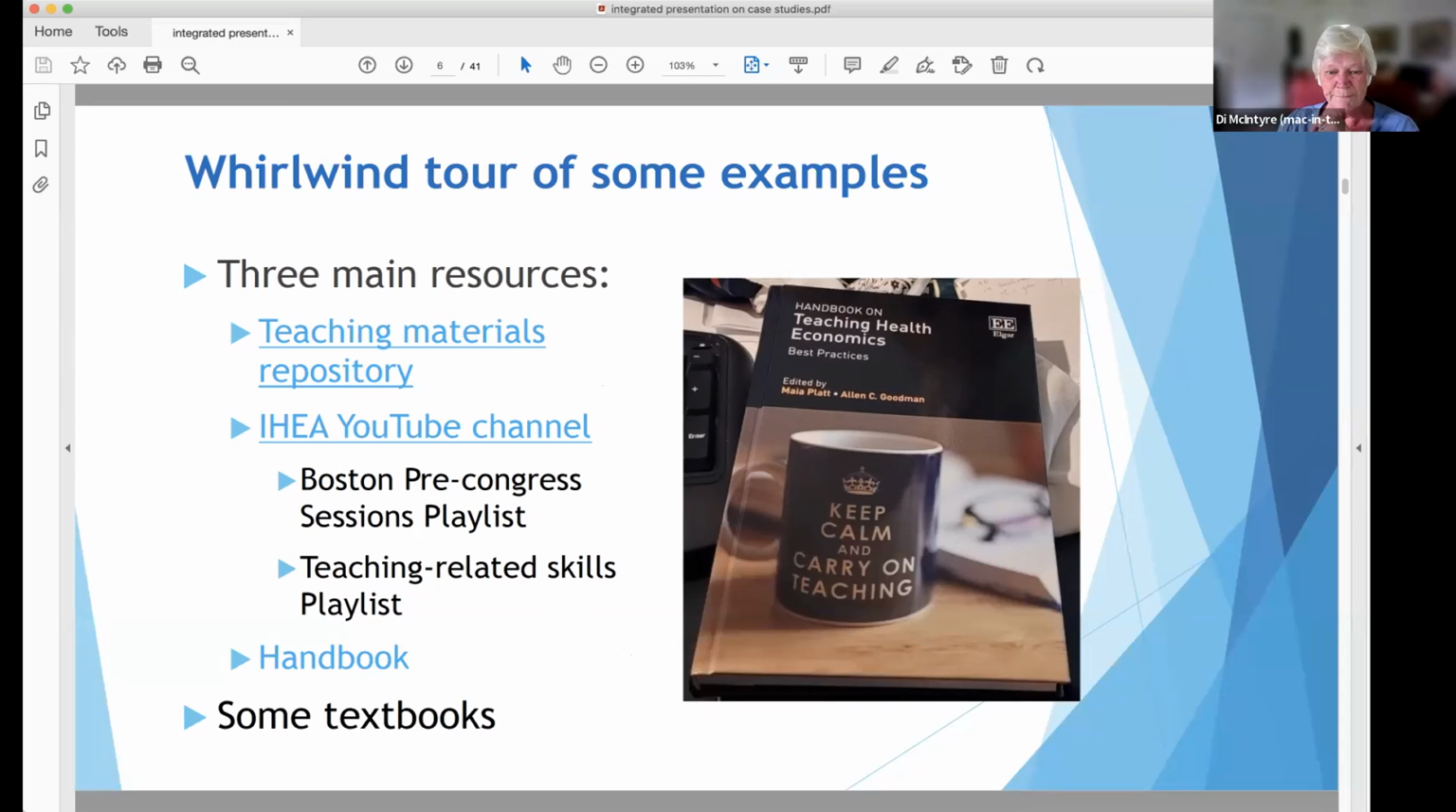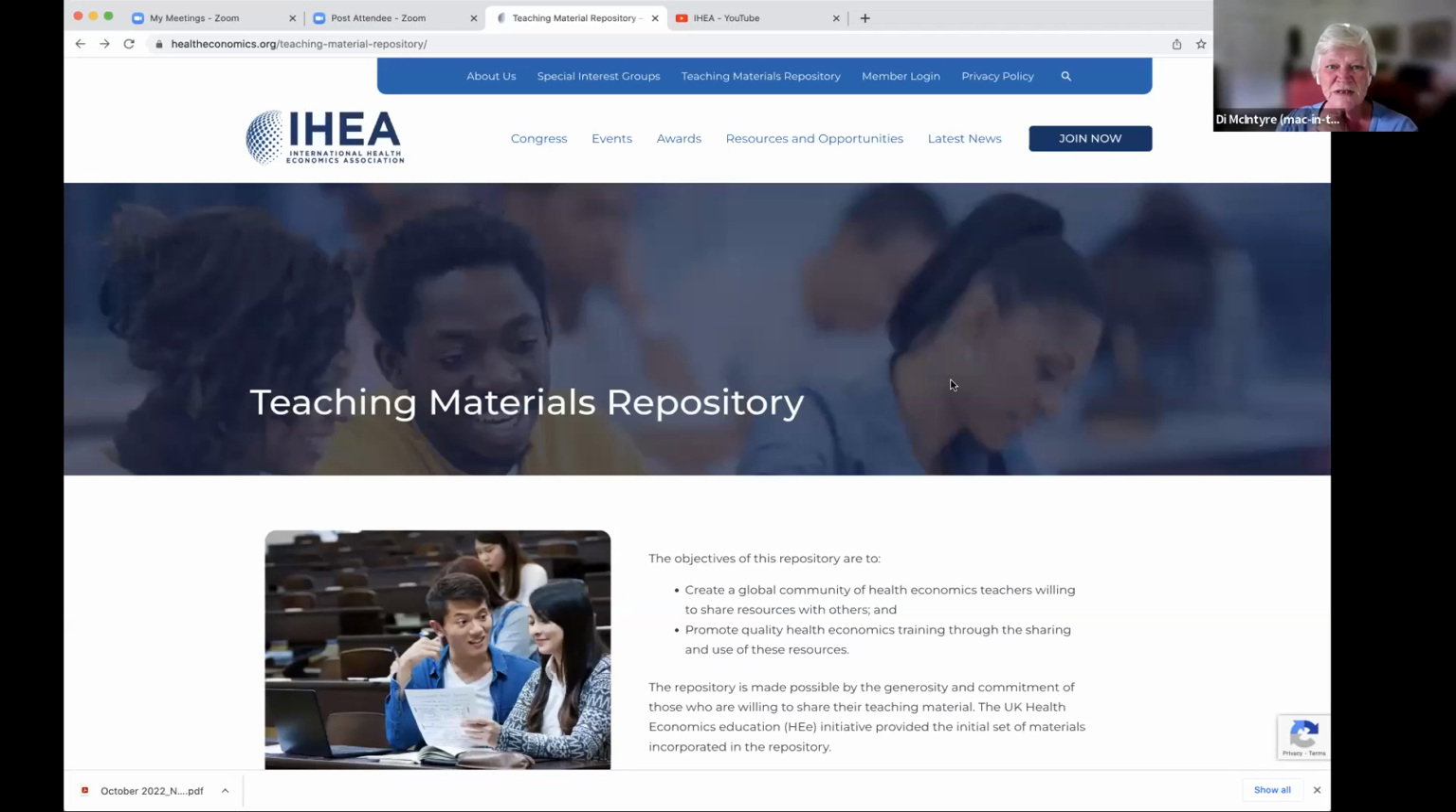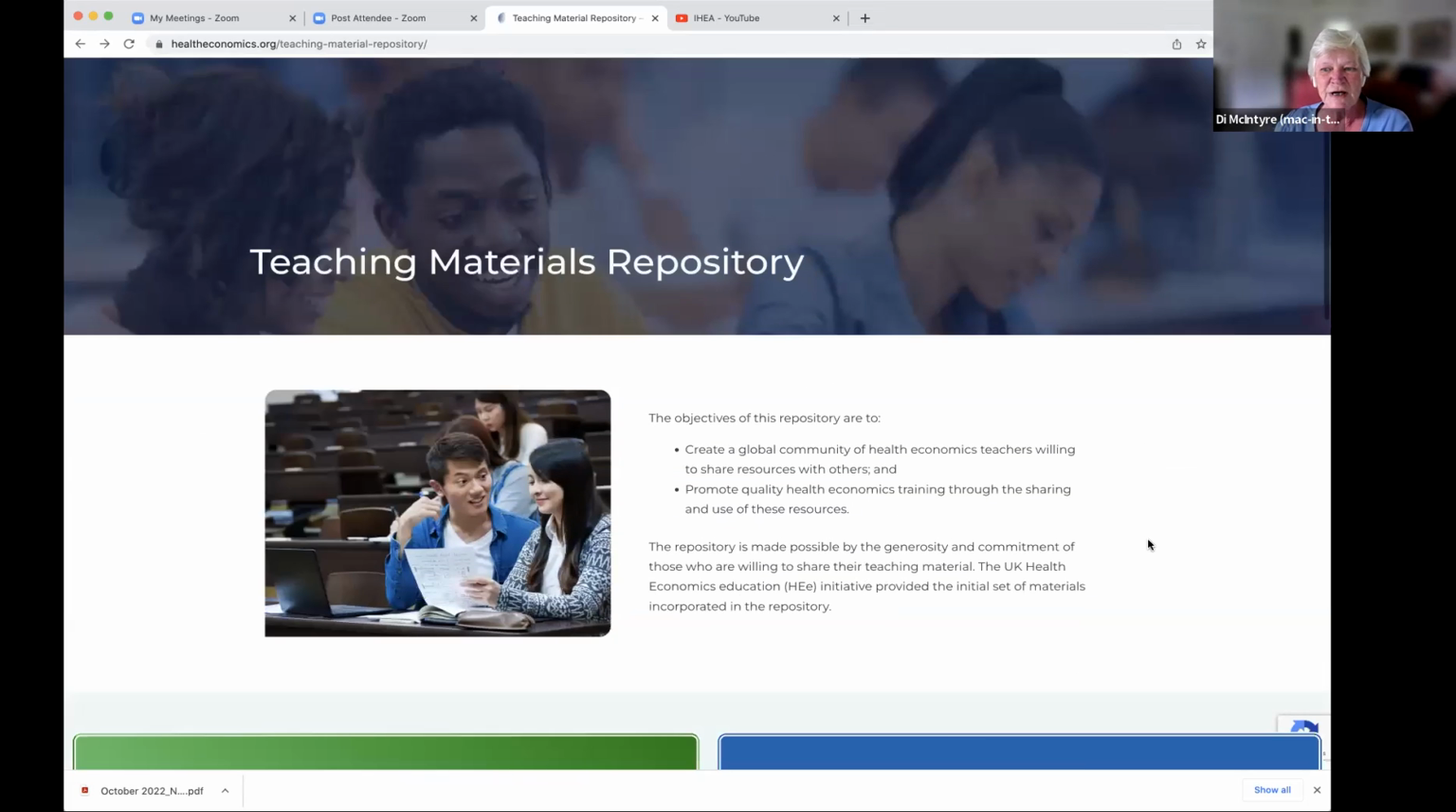And there's also some textbooks that would show you little case studies or exercises at the end of chapters. So I wanted to show you the teaching materials repository. If you go to the IHEA website and you click on the teaching materials repository button at the top, you'll come to this web page.